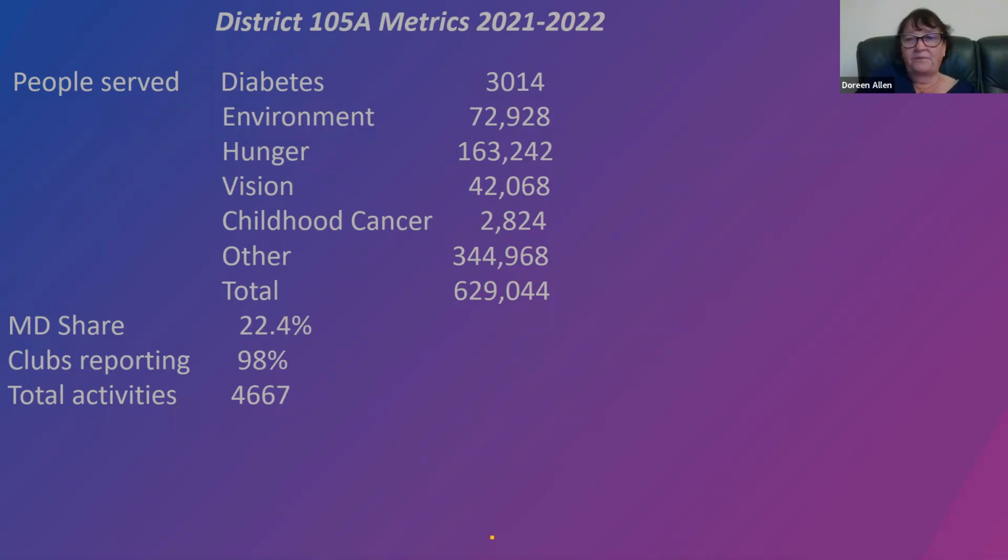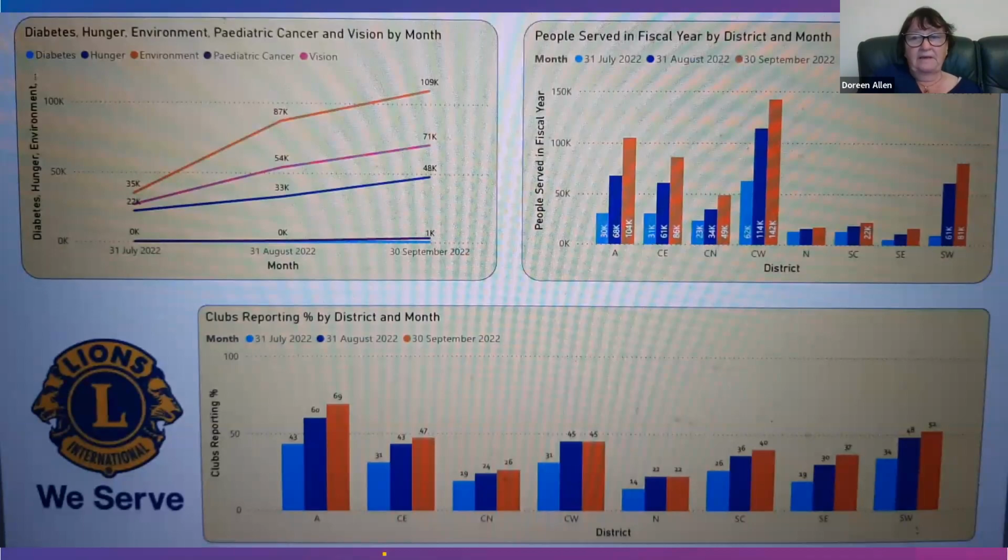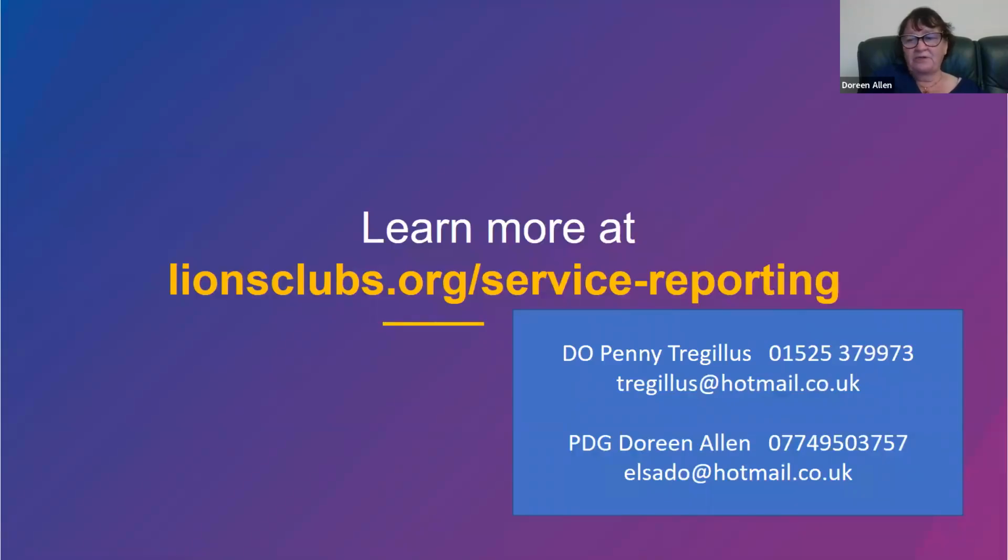And there, the metrics have been added up for us, and we did a magnificent 6,229,044 activities. So, sorry, people served. And of that, District 105A, our share of the MD total was 22.4%. And last year we managed to get 98% of our clubs reporting, and they reported a total of 4,667. Next slide, please. Thank you. Just, go back, please, Viresh.